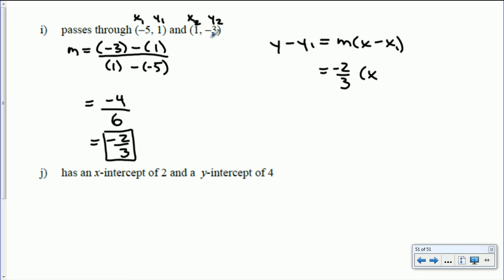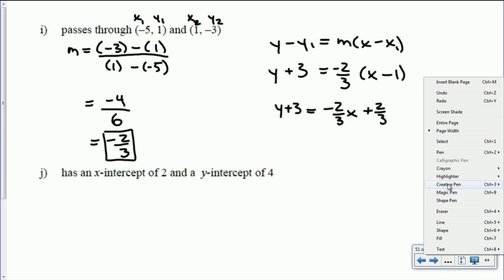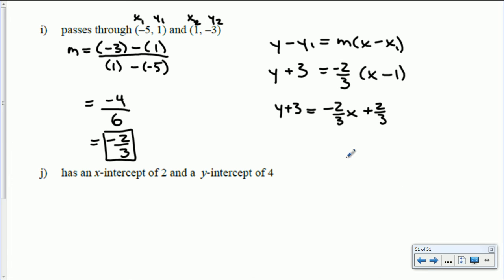I'm going to maybe go with this one. So x minus 1, y subtract negative 3, so y plus 3. And simplify, so y plus 3 equals negative 2/3 x plus 2/3. So going about it a little bit differently than the last question that I did here.